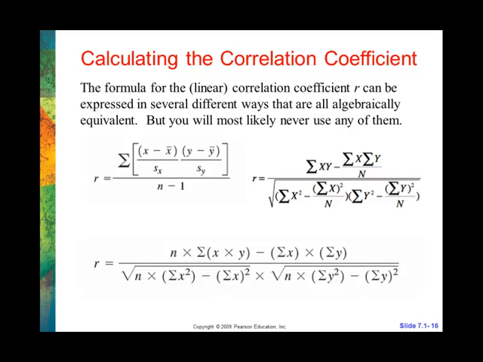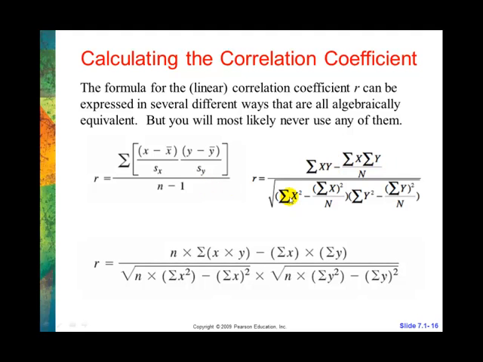And here are some formulas. They're all exactly equivalent. They're just written out differently. This is how you would calculate R by hand. What it's telling you to do is take your x value and subtract off the mean, then divide by the standard deviation of x. Multiply that by the y value that you have, subtracting off the mean of y, and dividing by the standard deviation of y. You add all of those up, and then you divide by n minus 1. That will give you R.